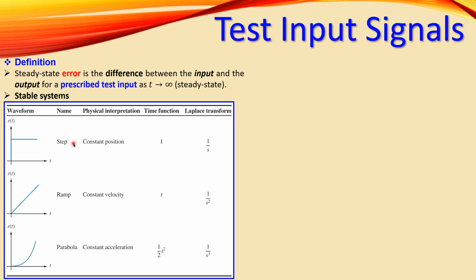These are the waveforms we encounter in control systems frequently. So we have the step, and it is used for constant position measurements. The time function is just 1, and from the Laplace transform table, the Laplace transform is 1 over s.